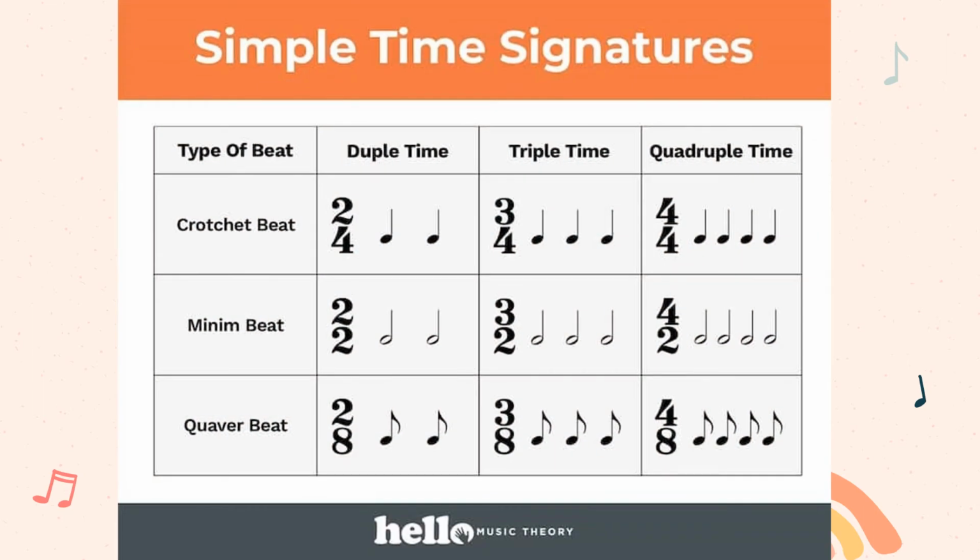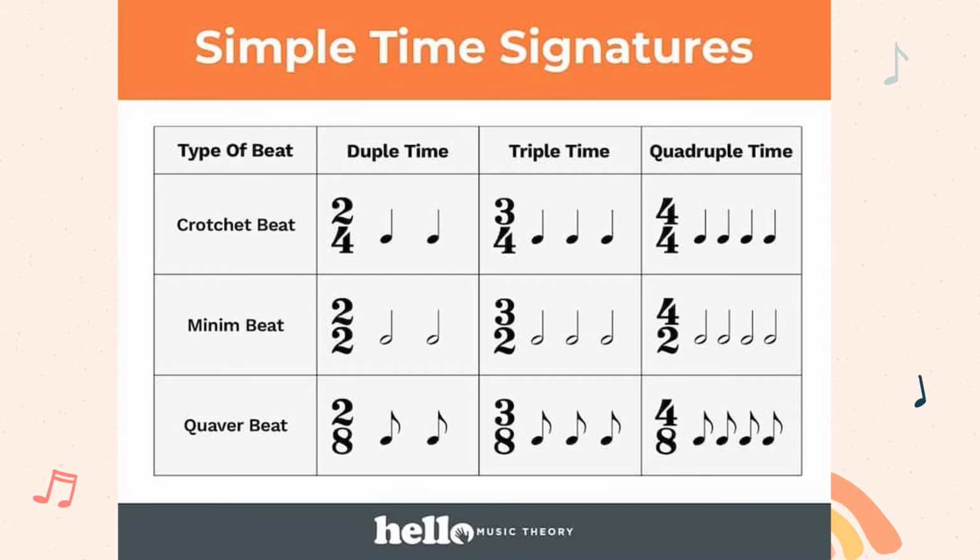Okay, so let's proceed. We have already the staff, the clef, and the time signature. Now, what is our next thing to learn? Before that, let us identify the other simple time signatures. Our example earlier was 3/4, right? So, we also have 2/4, 3/4, 4/4, 2/2, 3/2, 4/2, 2/8, 3/8, and 4/8.